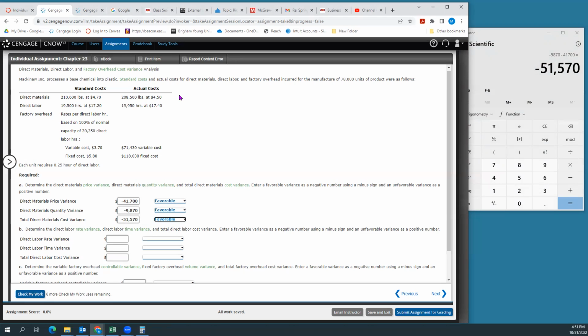And then our quantity variance is based on the difference in our quantity. We planned for 210,600, but we actually only had to use 208,500, and we multiply that by our standard cost. That tells us how much we saved because we used less. So the first one is how much variance we have because the price is different than we planned for. The second is how much variance we have because we used less than what we planned for. I hope that helps explain why we care about these variances.